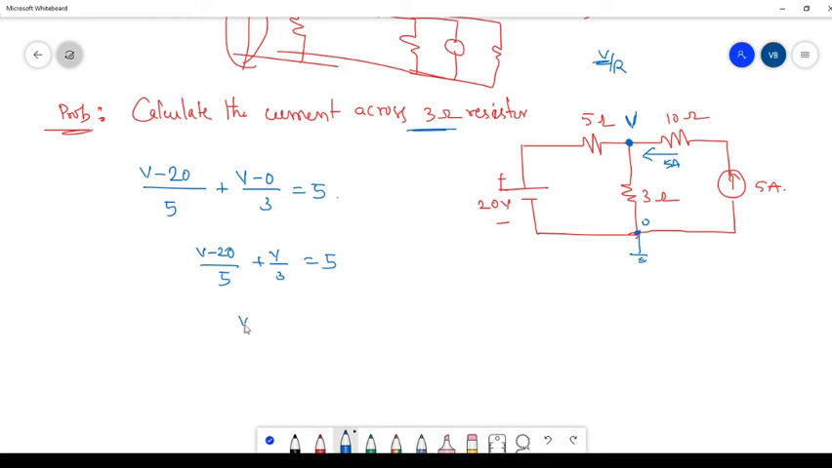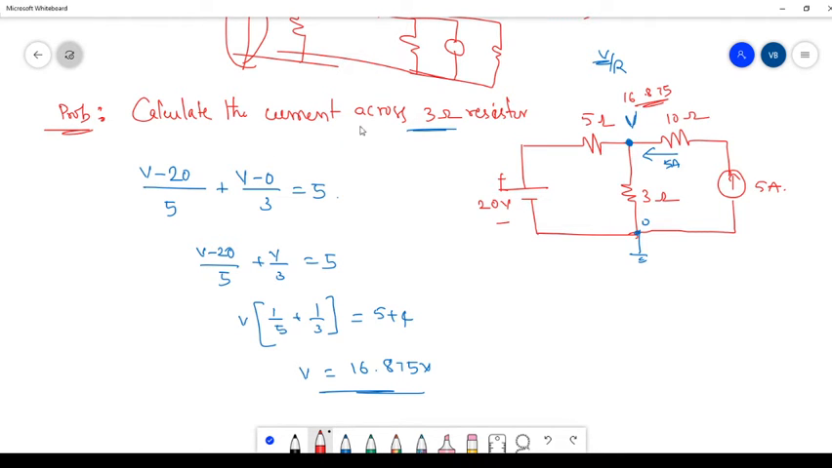So here you take V common, that is 1 by 5 plus 1 by 3. 20 by 5, that is 4. Send it outside, that is 5 plus 4. So then the V value you are getting is 16.875 volts. So this V value you are going to get, that is 16.875. This is the value of V.